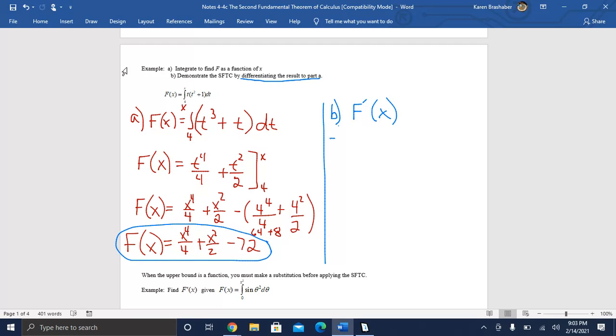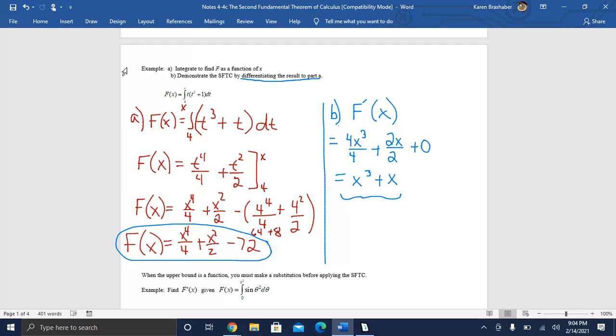And so thinking how you do a derivative, you're going to bring the 4 in front. So that'll be 4x to the third over 4, plus, and then I'll have my 2, I'll bring in front, 2x over 2. And then my derivative of negative 72 is 0. And so this will simplify to x to the third plus x.